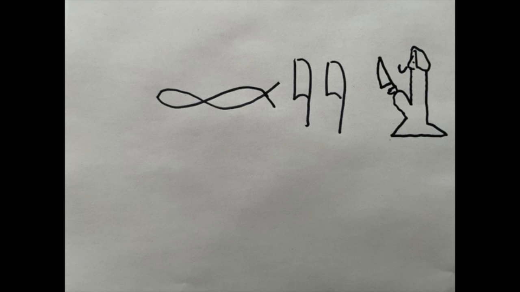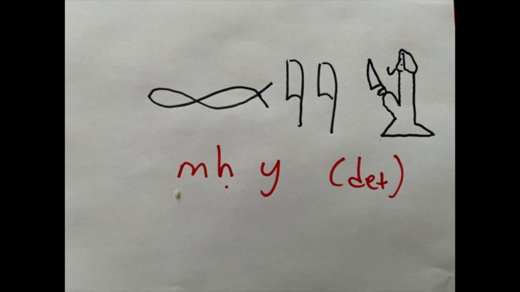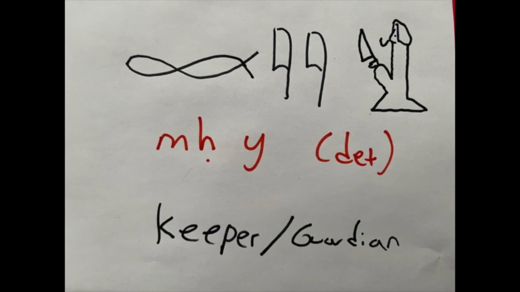Once again, we have another determinative at the end. We have MH followed by Y, so me would be how this is pronounced. And as always, any person or animal at the end is a determinative. In this case, we have a sitting man holding what looks like maybe a knife. And this is a keeper or a guardian.